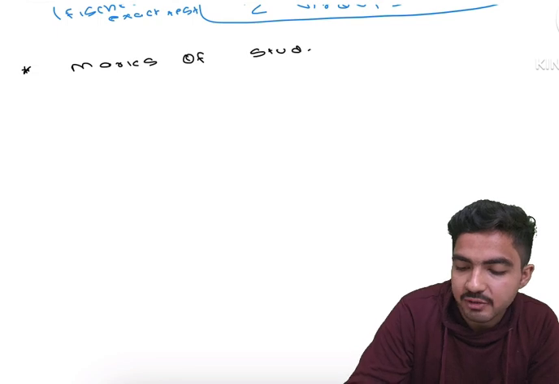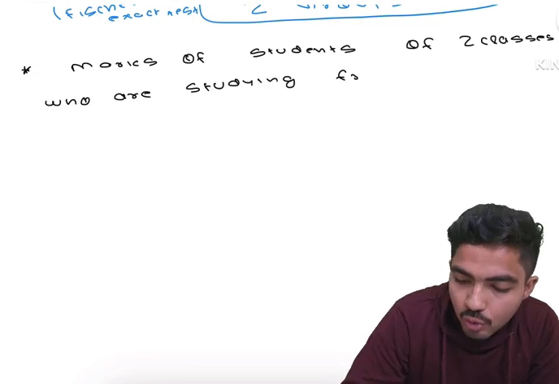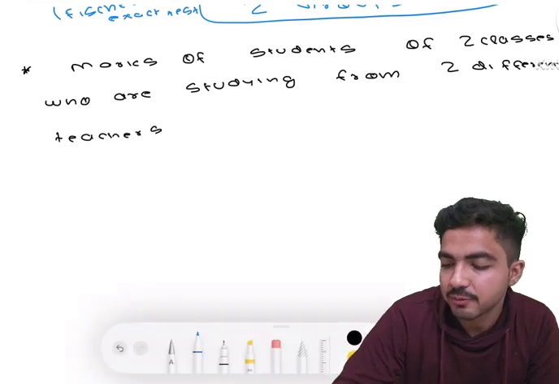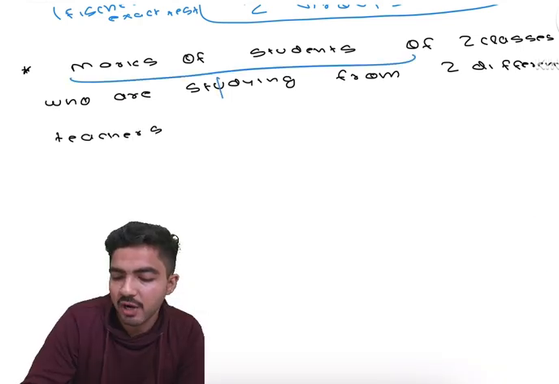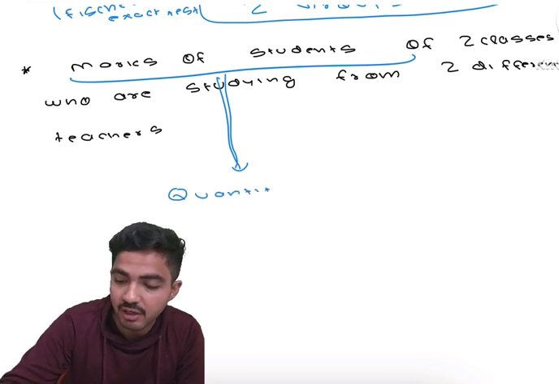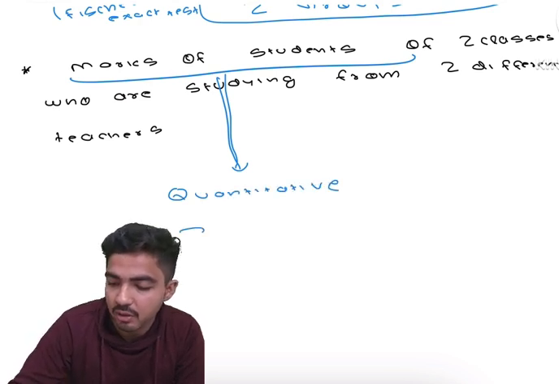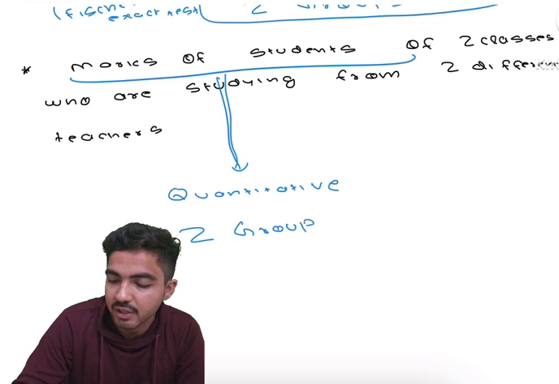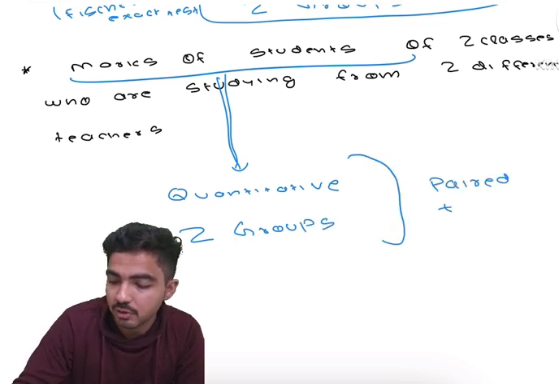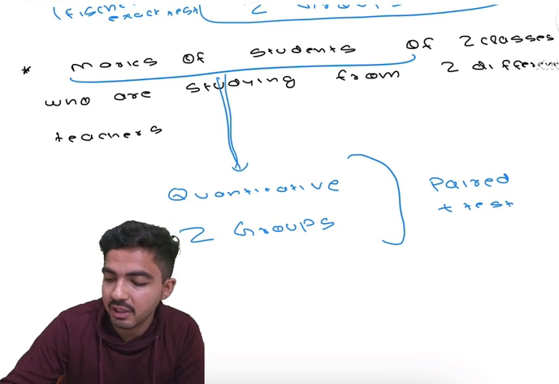Marks of students, two classes who are studying from two different teachers. So the marks, what type of data is it? Of course, it is a quantitative data. I can calculate the mean, number of groups, two groups. So very easy. Paired t-test has to be applied.